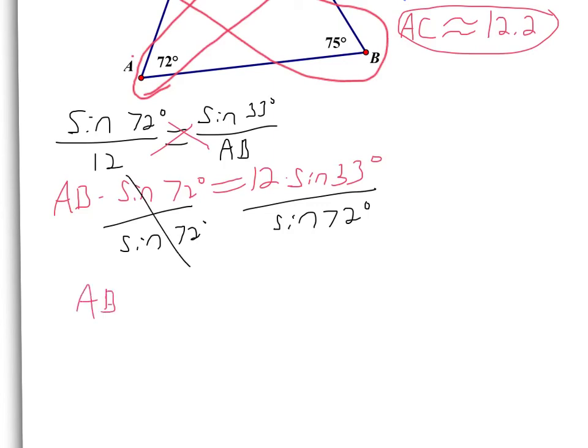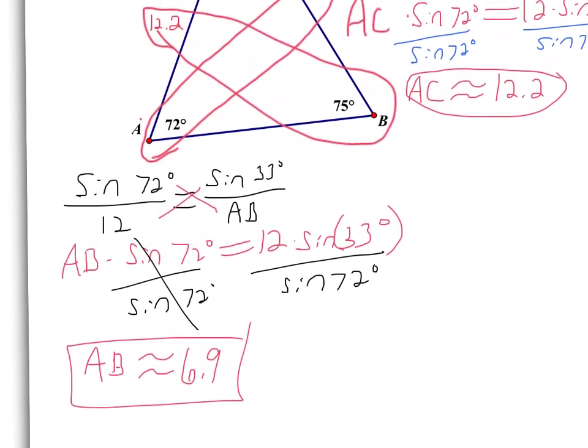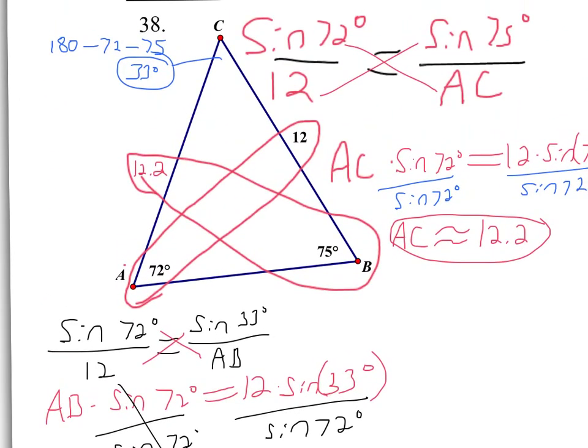So then I will just enter all of this into my calculator on the right side there. 12 times sine of 33. Make sure you close the parentheses there. Divided by sine 72. And it says 6.87, so we'll round that to 6.9. All right, now we really have solved all of this triangle. We know all three sides, and we know all three angles.